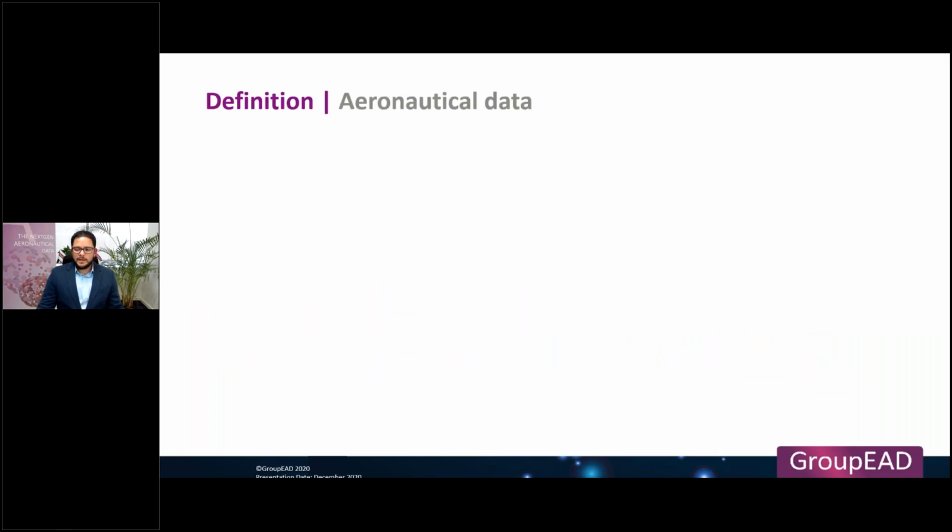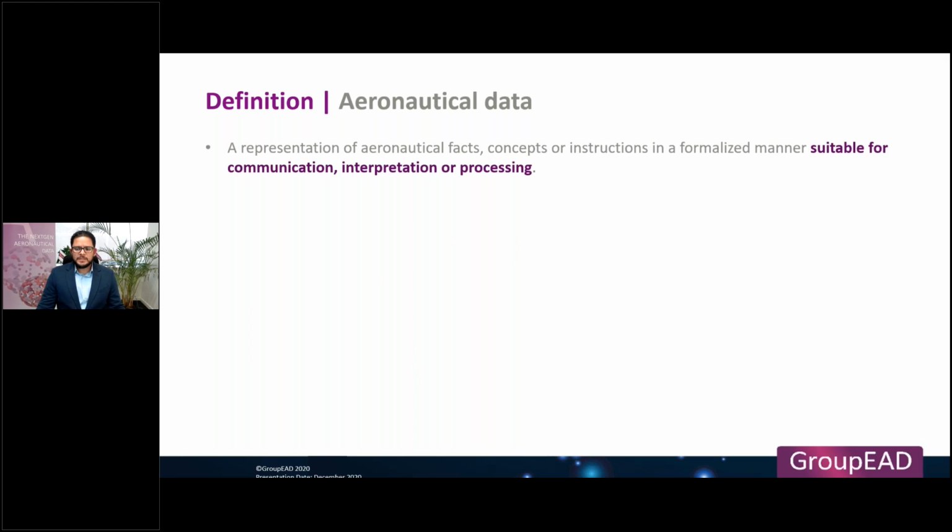So let's start with the first definition, which is aeronautical data. Aeronautical data is a representation of aeronautical facts, concepts, or instructions in a formalized manner suitable for communication, interpretation, and processing. I know that this is kind of too technical. I'm highlighting here suitable for communication, interpretation, or processing. But let me put this in a more practical way.